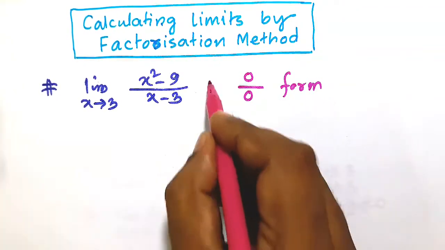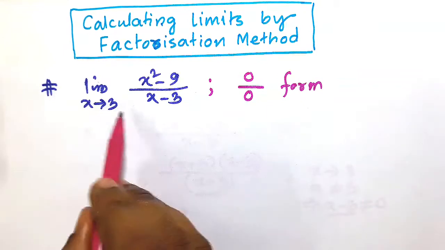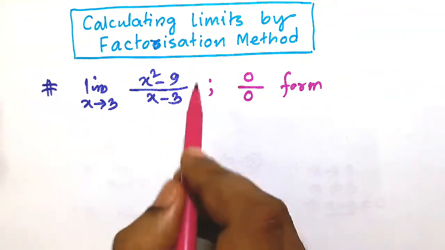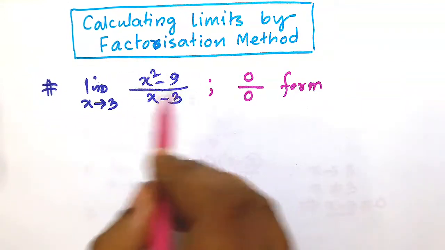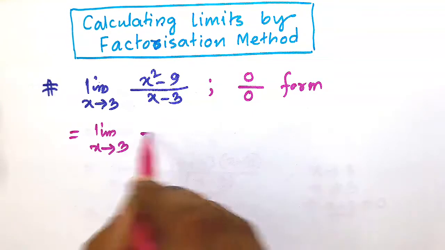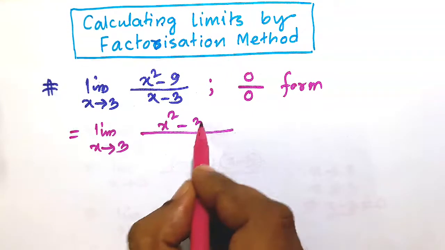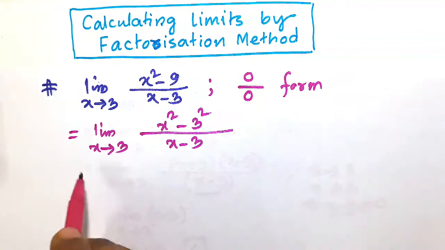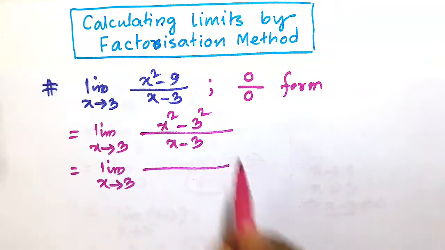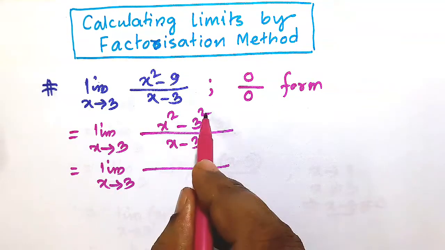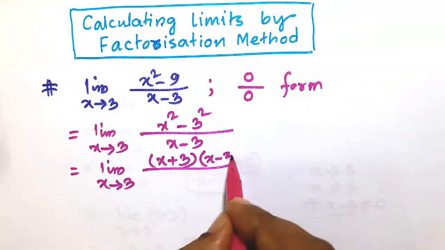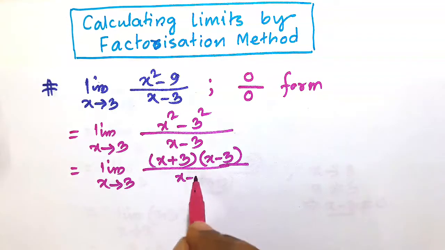So we cannot exactly put the value x equal to 3, because x tends to 3. In this case, we shall factorize the numerator. So limit x tends to 3, numerator is x square minus 3 square divided by x minus 3. Numerator is a square minus b square type. So this is x plus 3 into x minus 3 divided by x minus 3.